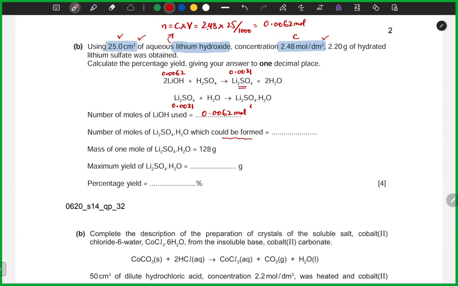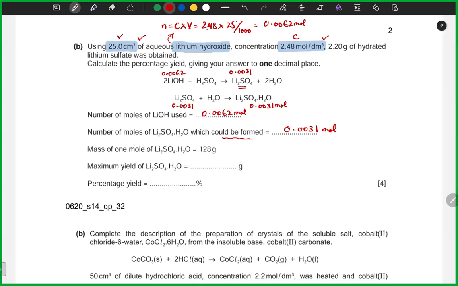So what are the crystals that are going to be formed? It's also 1:1, so that's going to be 0.0031 moles, right? So 0.0062 moles would produce half the amount, 2:1, 0.0031, and then these 0.0031 lithium sulfate would be crystallized and they'll form the exact 1:1. So they're going to form the same exact amount of moles. So I found the theoretical moles.